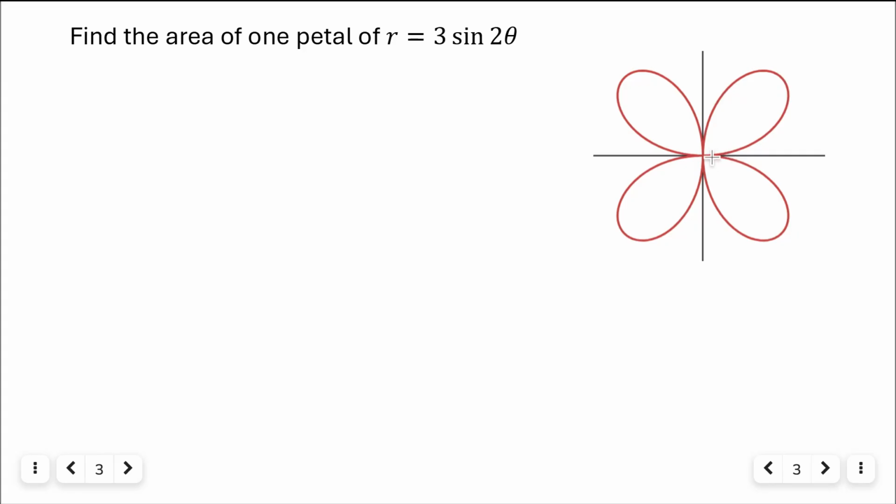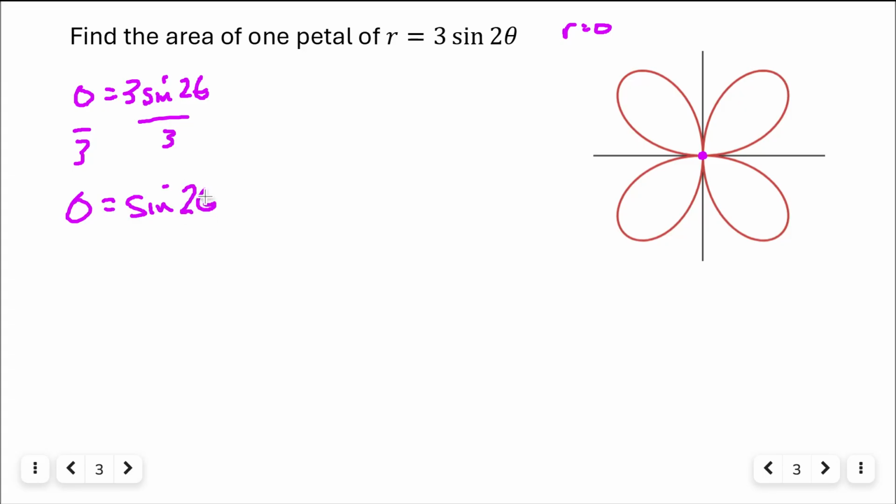So now, the petal begins and ends there. We agree? Each one of the 4 petals begins here, loops around, and then ends here. All right? So the question is, what is this point? Well, this is the point where r is equal to 0. So I need to figure out where r is equal to 0, or where 0 is equal to 3 sine 2 theta. So if I divide by 3, I get 0 equals sine 2 theta. And now I need to solve 0 is equal to sine 2 theta.